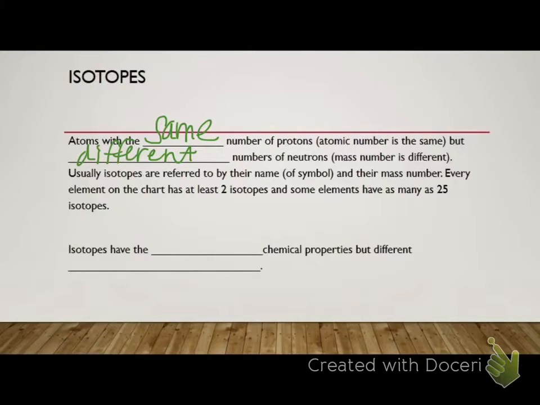Okay. Usually isotopes are referred to by their name or their symbol and then their mass number. Every element on the periodic table has at least two isotopes. There's nothing that only has one. Everything has at least two isotopes. Some elements can have as many as 25 isotopes. So remember, isotopes have the same chemical properties but different masses.